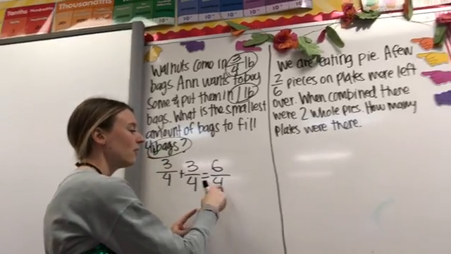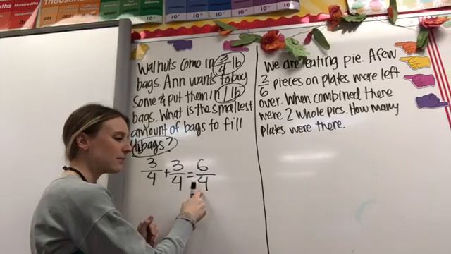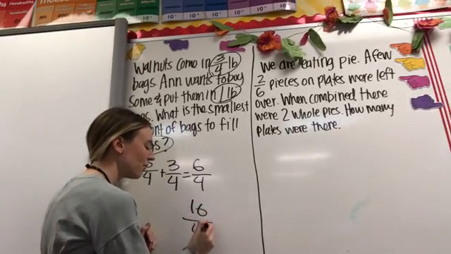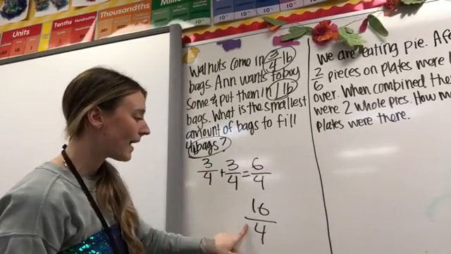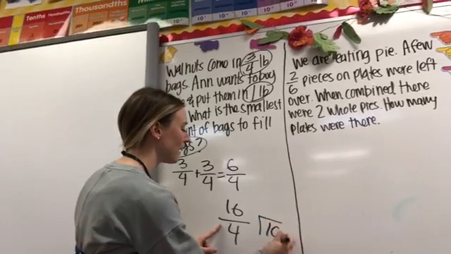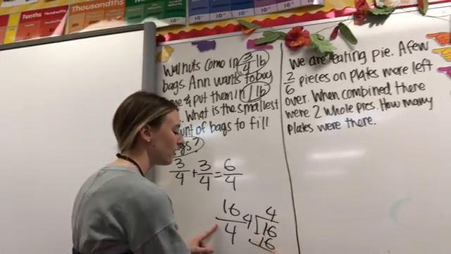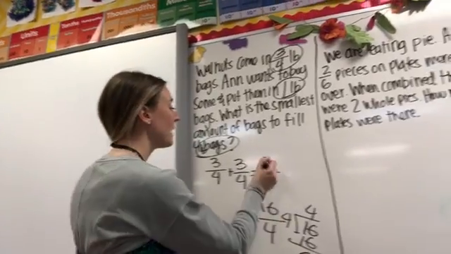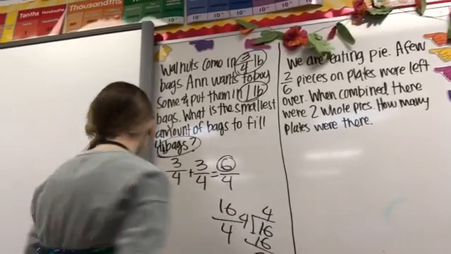Let's think about it. We would need, what's 4 times 4? That would be 16. So we're going to need to get all the way up to 16/4 to give us 4 pounds of bags. If you don't understand that, think: how many times does 4 go into 16? 4 goes into 16 4 times. So 16/4 is the same thing as 4 bags. So we have to keep adding walnut bags until this number on top reaches 16.